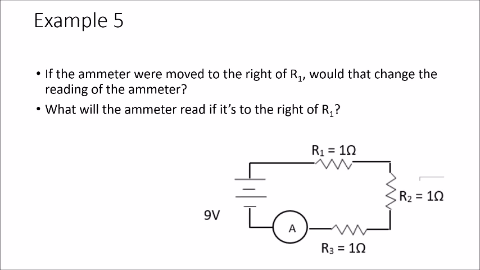Question number 5. If the ammeter were moved to the right of resistor 1, would that change the reading of the ammeter? So if this ammeter moved to over here, would that change the reading of the ammeter? What will the ammeter read if it is to the right of resistor 1? Pause the video to give yourself some time to think.